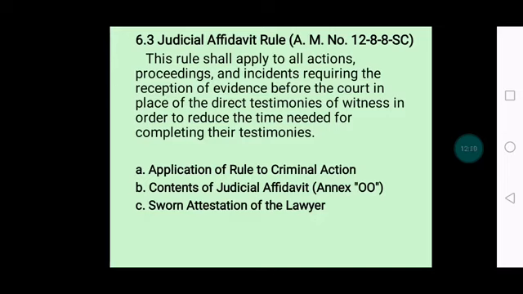Letter A. Application of the rule to criminal actions. This rule shall apply to all criminal actions where the maximum imposable penalty does not exceed 6 years. Next, contents of the Judicial Affidavit. Number 1 is the name, age, residence or business address, and occupation of the witness. Number 2, the name and address of the lawyer who conducts the examination of the witness and the place where the examination is being held.